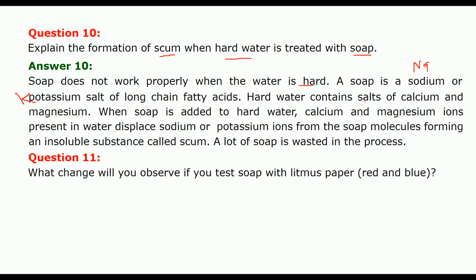Hard water contains salts of calcium and magnesium. So when soap is added to hard water, the calcium and magnesium ions present in water displace the sodium and potassium ions from the soap molecules, and they form a precipitate, which is an insoluble substance called scum, and a lot of soap is wasted in this process.